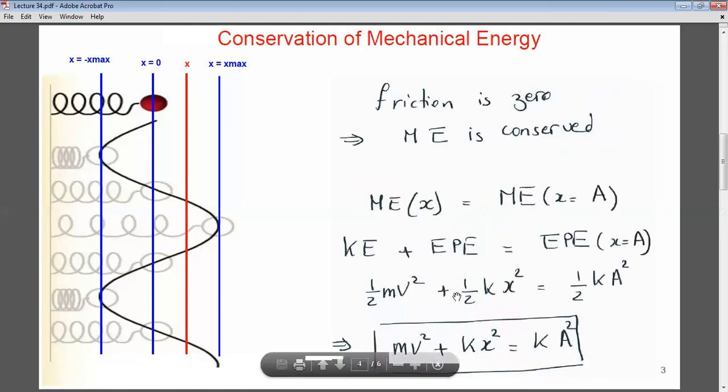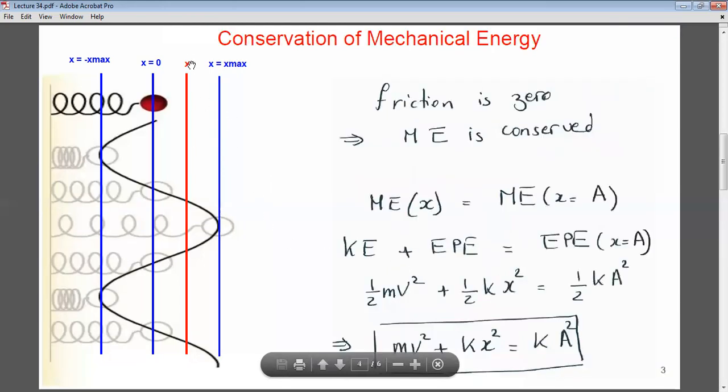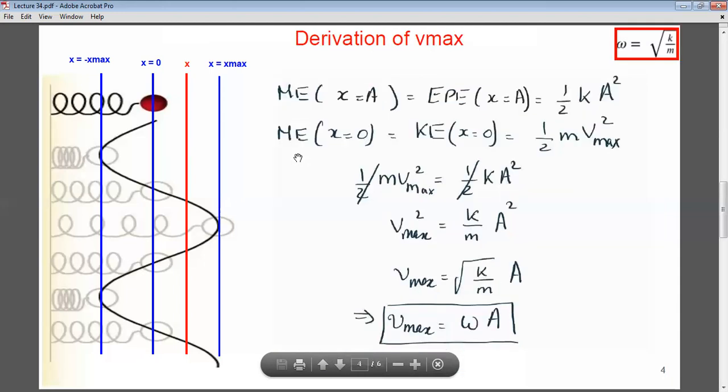Now, what I want you to keep in mind is that not only at the particular positions x equal x maximum, x equal to 0, x equal minus x maximum, but at any x where it has some v, mv squared plus kx squared equal ka squared.